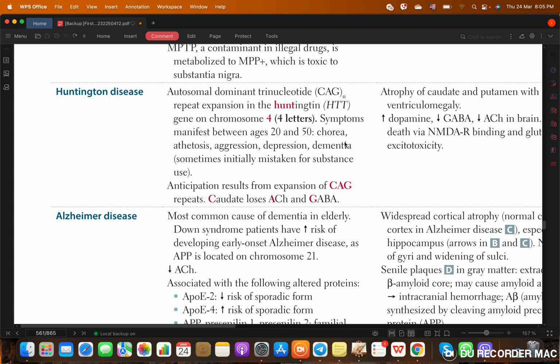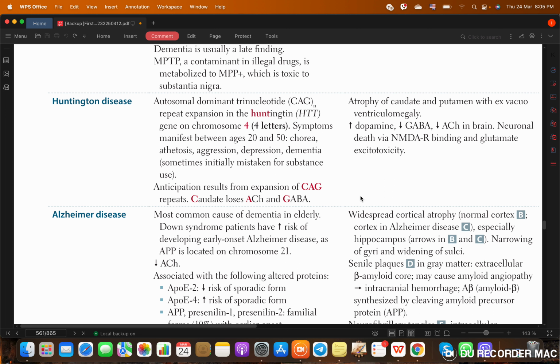This poor patient will have motor dysfunction, they will become really depressed, and they can hurt some family members. It's autosomal dominant, but for some reason they are mostly men. Anticipation results from expansion of the CAG repeat, and the caudate will be losing acetylcholine and GABA. Remember that it leads to a destruction of something known as the striatum, which is composed of 2 structures actually.